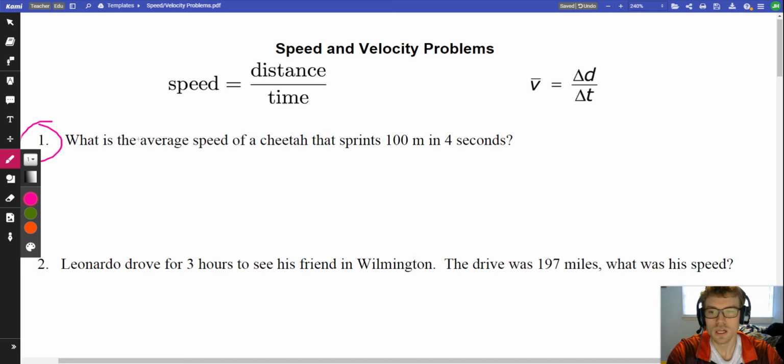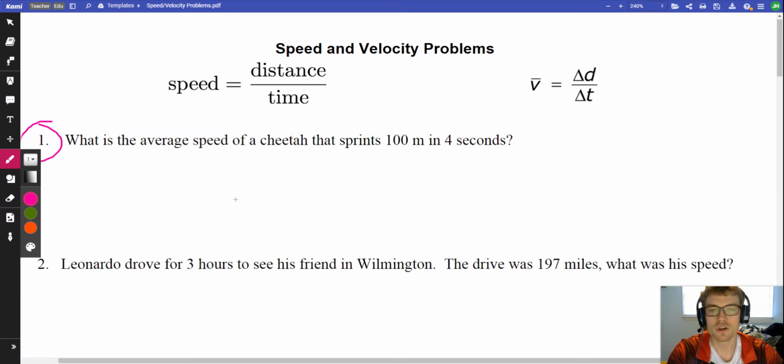All right. So the first thing we need to do is we need to read the problem, and you need to read the whole problem. If you only read one part of the problem, you're likely to miss key and important information, like some of you all did with the distance and displacement activity, missing that you walked home at the end of that. So in our first question, let's read the whole thing. What is the average speed of a cheetah that sprints 100 meters in 4 seconds?